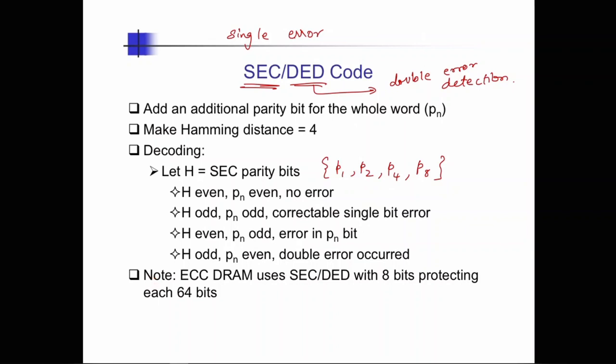Note that ECC, which stands for error correction code based DRAM, uses this SEC double error detection with 8 bits protecting each set of 64 bits. So 64 bits are going to be your data bits, and 8 bits are going to be your redundant parity bits for the 64 bits. So that's used in ECC DRAM technology.